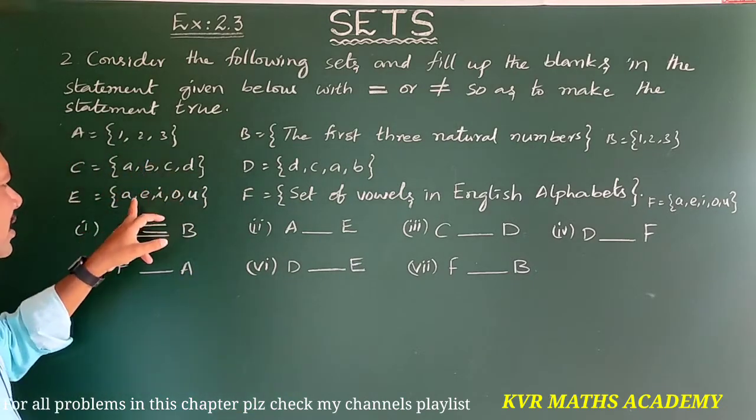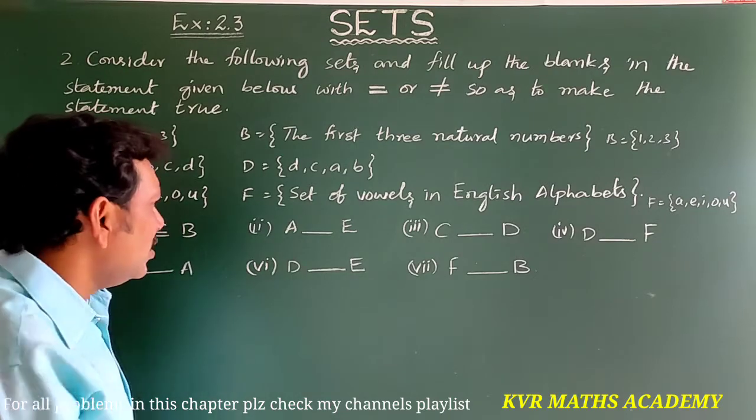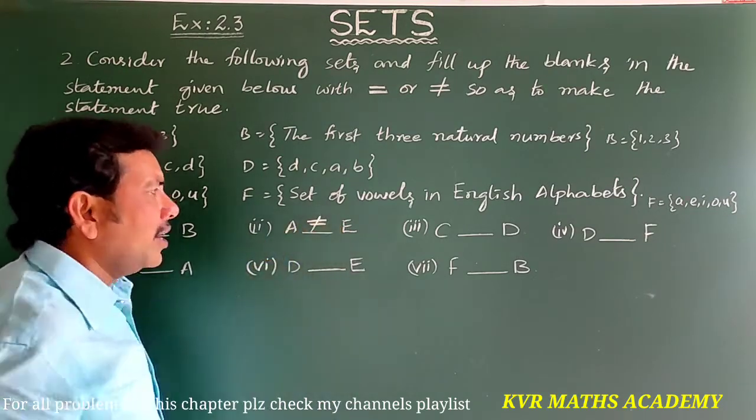Why? Because here 1, 2, 3 is there, here A, E, I, O, U is there. So that's why this is clearly not equal.